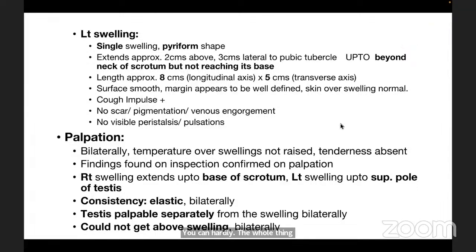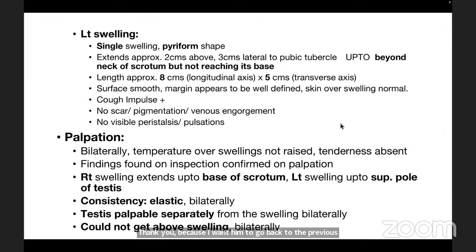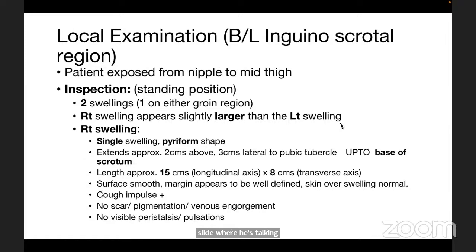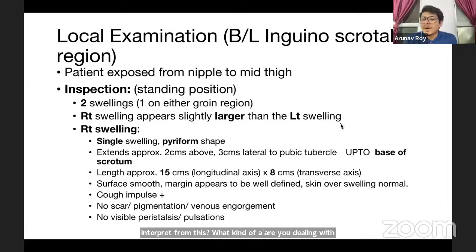Dr. Sahai, I want to interrupt because I want him to go back to the previous slide where he's talking about the pubic tubercle. Yes, ma'am. So you have written that 3 centimeters lateral to the pubic tubercle. What do you interpret from this? What kind of a hernia are you dealing with? Ma'am, I interpret that this might be an indirect inguinal hernia, ma'am.